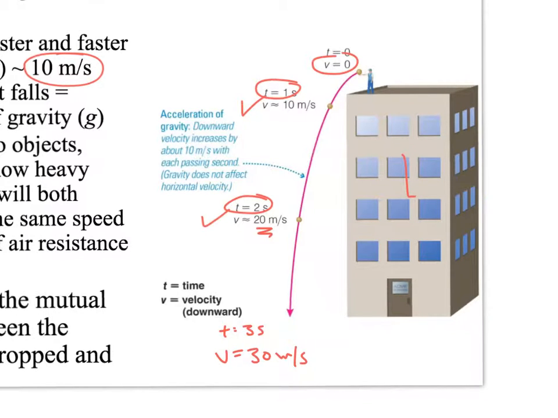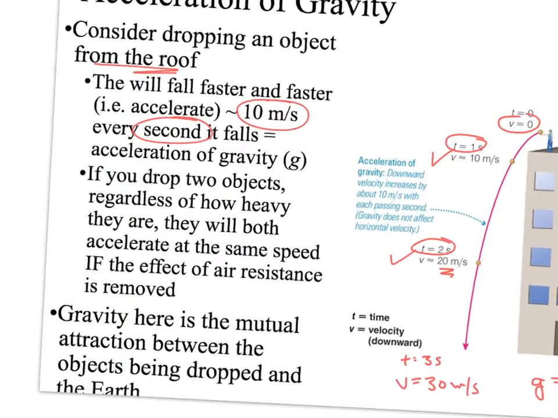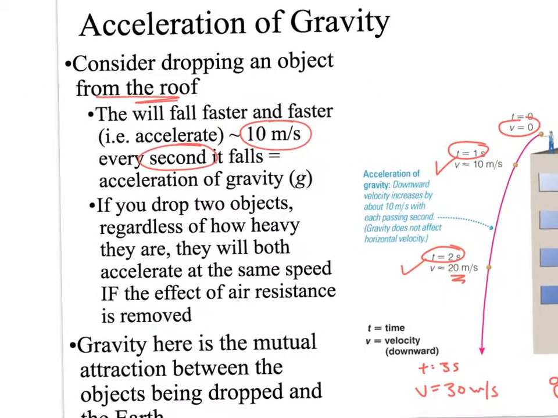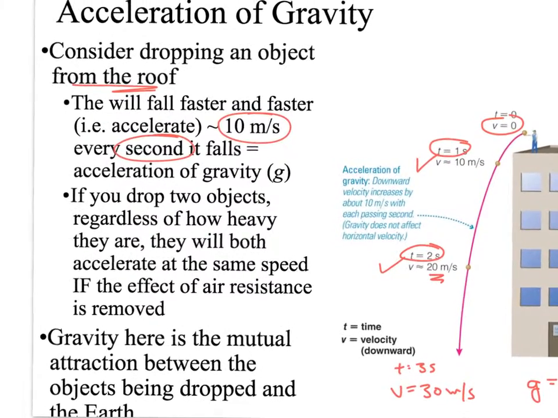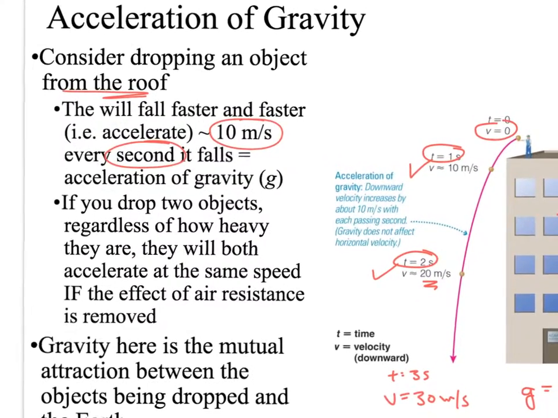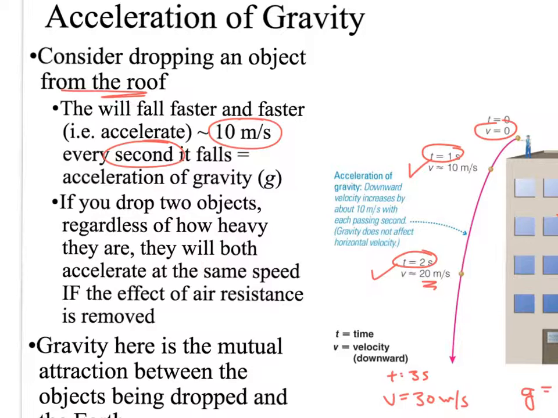Now you may have learned this as what we call the acceleration due to gravity, and it's usually a symbol, little g, and you may have learned it as 9.8 meters per second for every second it falls. So it's 9.8 meters per second squared. But in this course we're going with 10 meters per second, which is about 9.8. But the point is that it's going faster and faster and faster, and of course we call that accelerating.